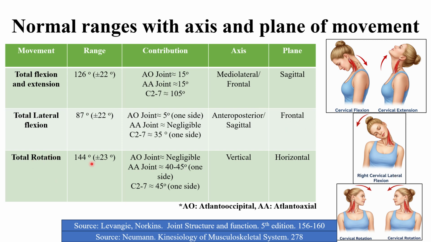And rotation, the total rotation range is 144 degrees with a standard deviation of 23 degrees. Here Atlantooccipital is contributing negligible. Atlantoaxial is the one that gives 40 to 45 degrees because it has the dens which forms the pivot with Atlantoaxial. And there is the C2 to C7 which comes and gives 45 degrees on each side. So the axis of movement is vertical and the plane is horizontal.